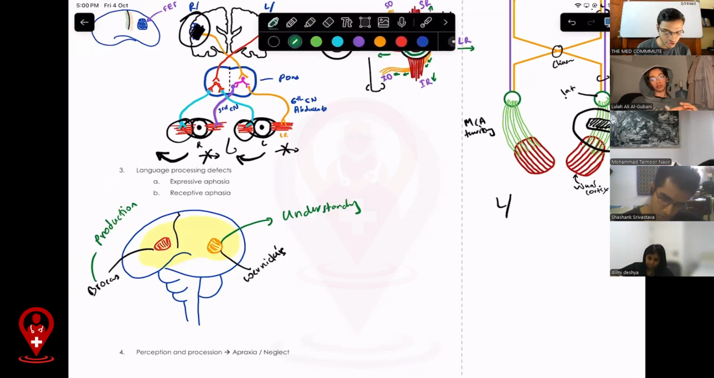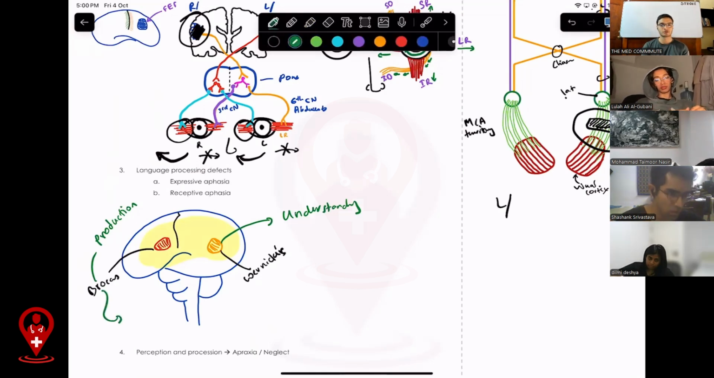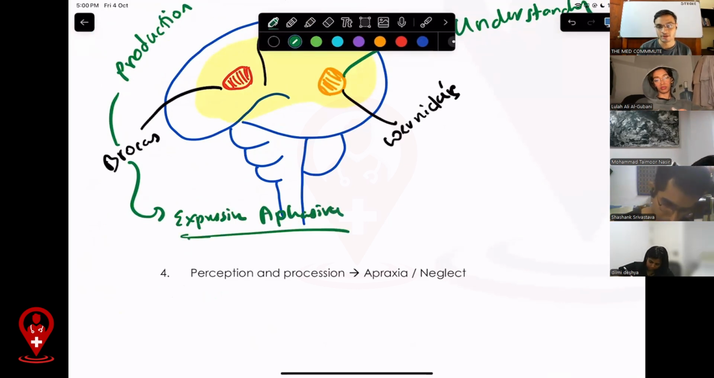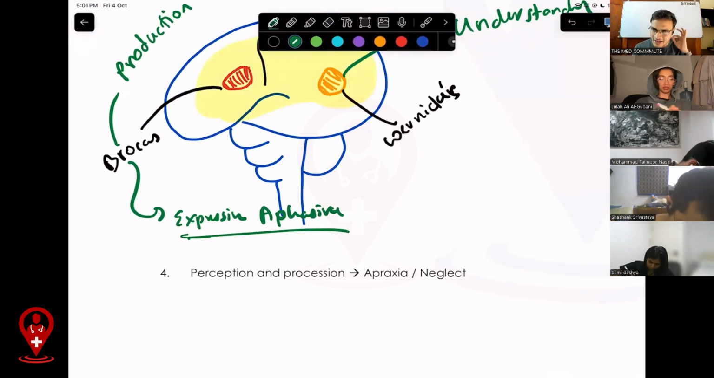If there is a Broca's area stroke, guys, what are we going to see? Now this is a problem with language production, language expression, so we call this expressive aphasia. What is this expressive aphasia, guys? The patient can understand very well. When you talk with the patient, he can understand very well, but he cannot respond. He cannot find the words to respond to you, but he can understand everything you're saying.